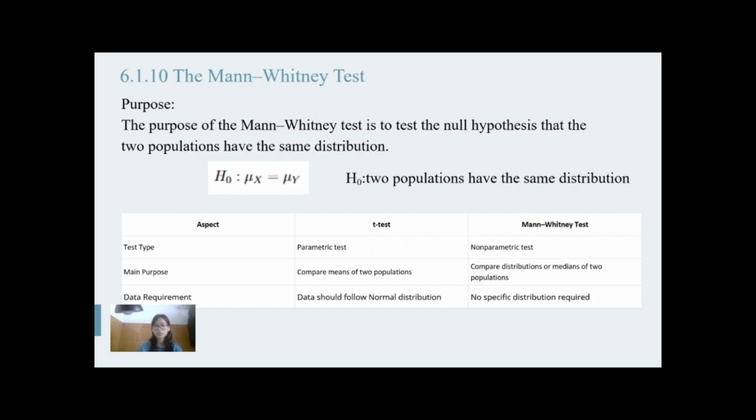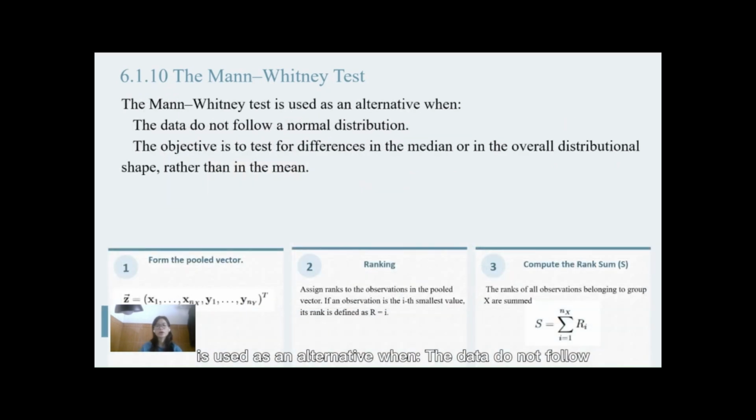The key distinction: unlike parametric tests, Mann-Whitney tests do not require the data to follow a specific parametric form. Parametric tests require the data to follow a specific distribution function, while this test only requires the distributional shape. The Mann-Whitney test is used as an alternative when the data does not follow a normal distribution, and it tests for differences in the median or in the overall distribution shape rather than in the mean.